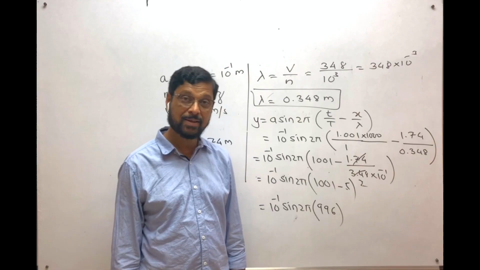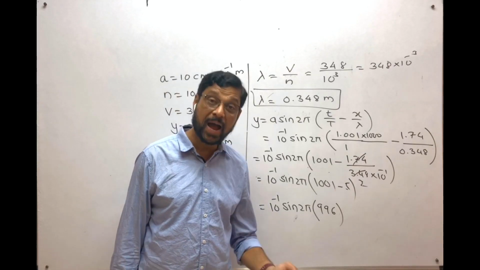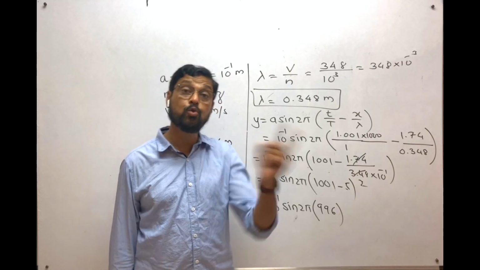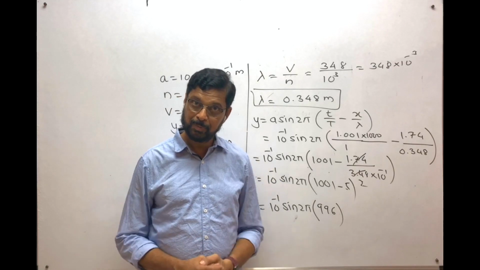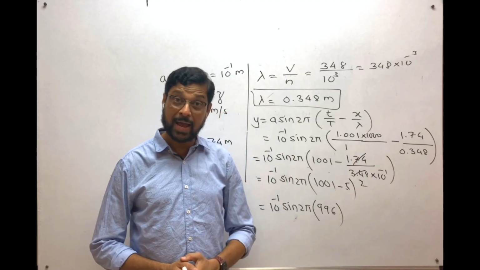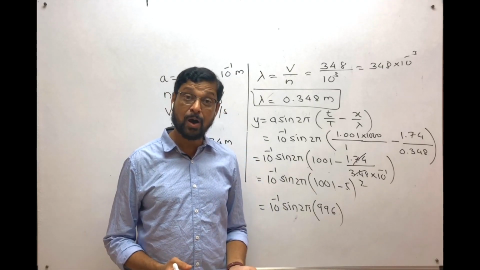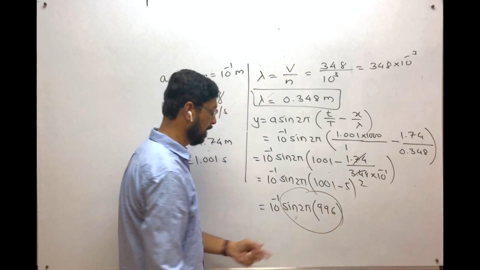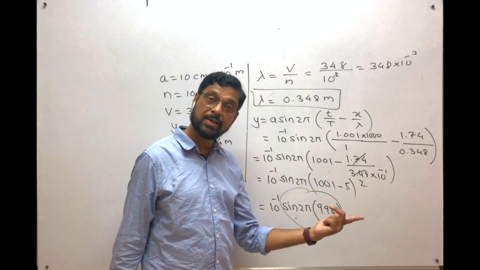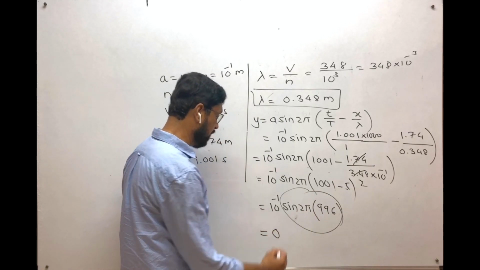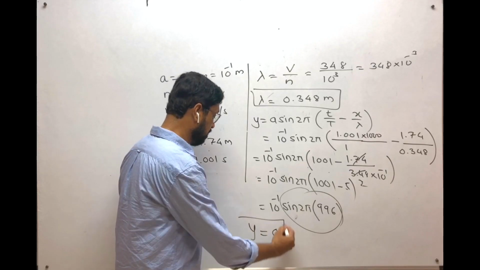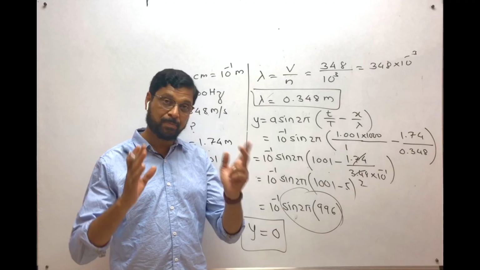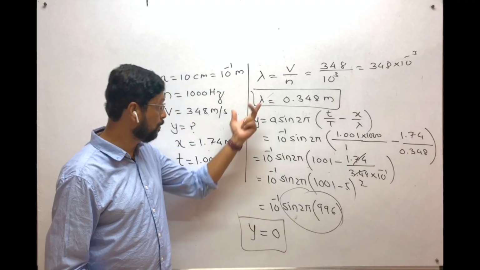Now we know that sine of 2 pi is how much? 0. Sine of 2 into 2 pi, 0. Sine of 3 into 2 pi, 0. Means sine of n into 2 pi is 0. So everything will become 0. So displacement of the particle y is equal to 0 at that particular time. देख लो इसको अच्छी तरह से एक बार.